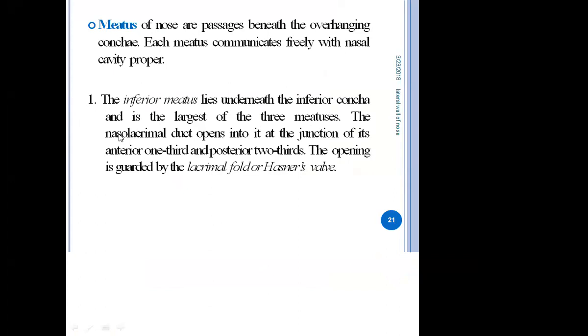The nasolacrimal duct opens into it at the junction of the anterior one-third and posterior two-thirds. So the nasolacrimal duct opens into the inferior meatus, and this opening is guarded by one valve, called Hasner's valve, also called the lacrimal fold. So what is the opening present in the inferior meatus? Only one opening, that is the nasolacrimal duct opening.